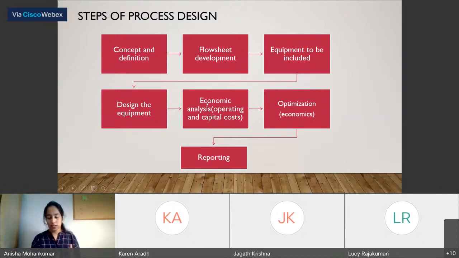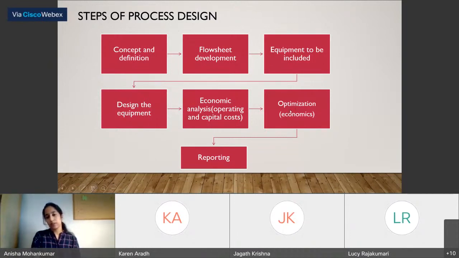And the economic analysis part is a very important aspect in designing. Operating costs are the costs which are incurred throughout the process, throughout the production of any product. And capital costs are the initial costs which are required for the installation of the plant.